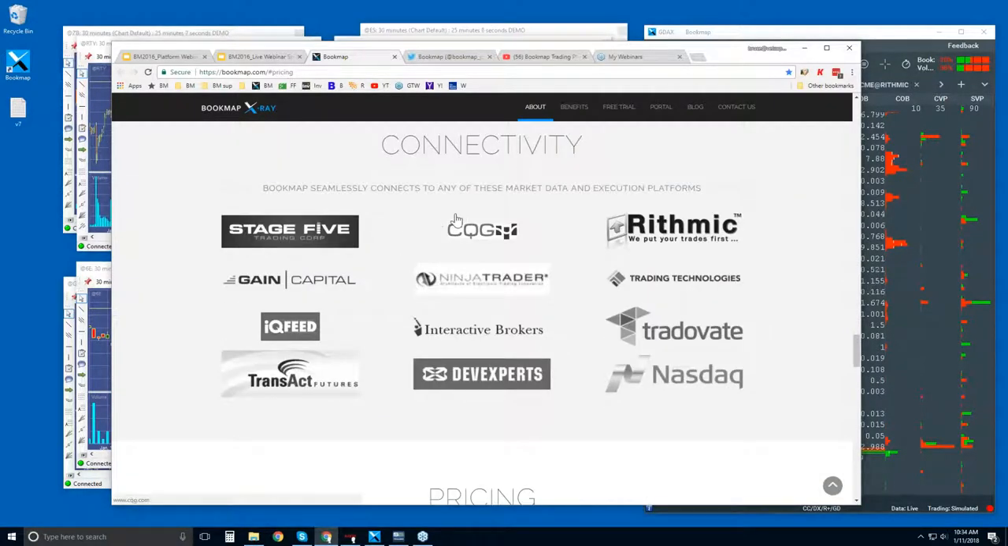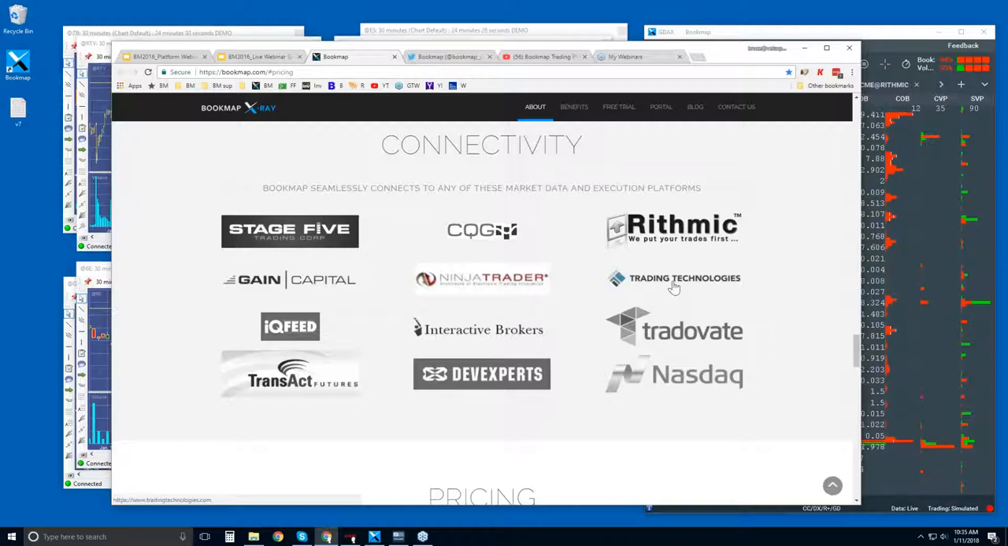All right, so Bookmap connects to multiple markets now, with multiple connectivity options here. But the important information is that Bookmap is a software product. Okay, we are not a data provider. We do not provide the data. So NinjaTrader, TT X_TRADER Pro here, as well as Interactive Brokers Trader Workstation, these are platforms as well. Okay, we connect to the API of these platforms.